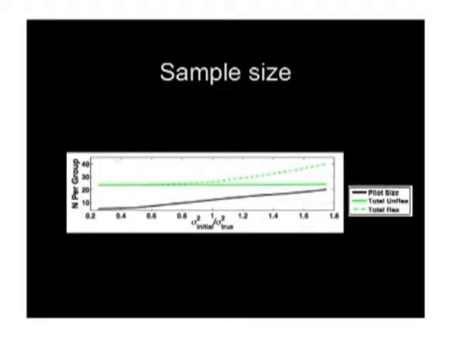Last is sample size. The solid black line is the size of the pilot. And then you can see the solid green line is the unrestricted, and it's always right on the money at 24. Whereas, of course, we have too many subjects with the restricted design.